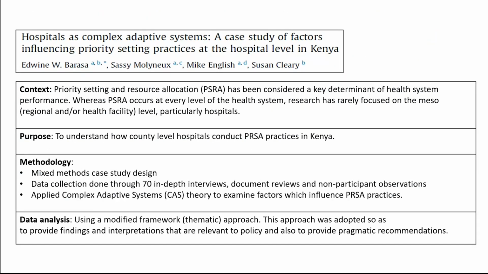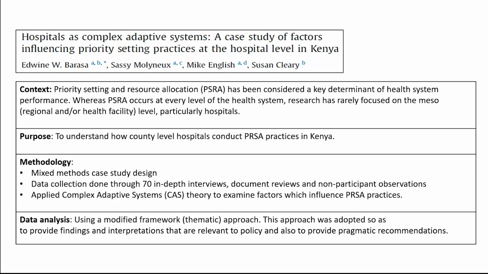The second example, again, is by colleagues in Kenya, where they were looking at priority setting and resource allocation being a key determinant for health system performance. But so far, the focus has been at the macro level of the system or the national level without looking at regional or health facility level, particularly within hospitals. So the purpose of this was to look at county level hospitals and how they conduct priority setting practices.